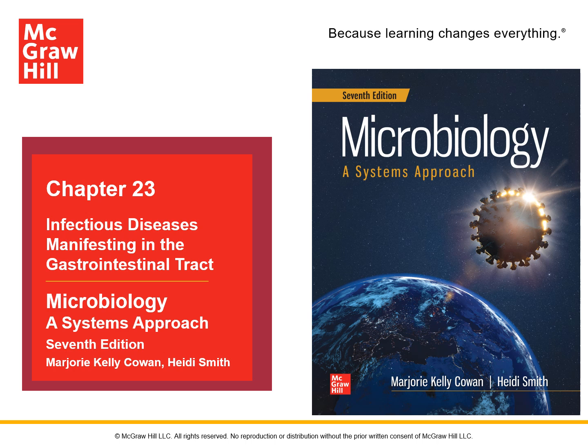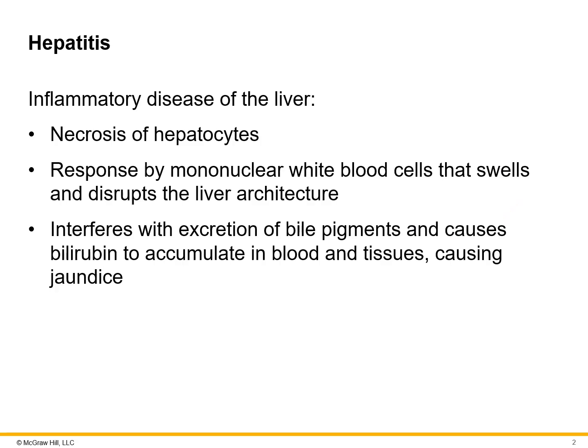Wrapping up chapter 23, talking about some non-diarrheal GI issues. First, we'll start with hepatitis, which is just inflammation of the liver. It's caused by the breakdown or death of hepatocytes, which are the liver cells. This is due to mononuclear white blood cells that swell and then disrupt the way that the liver works.